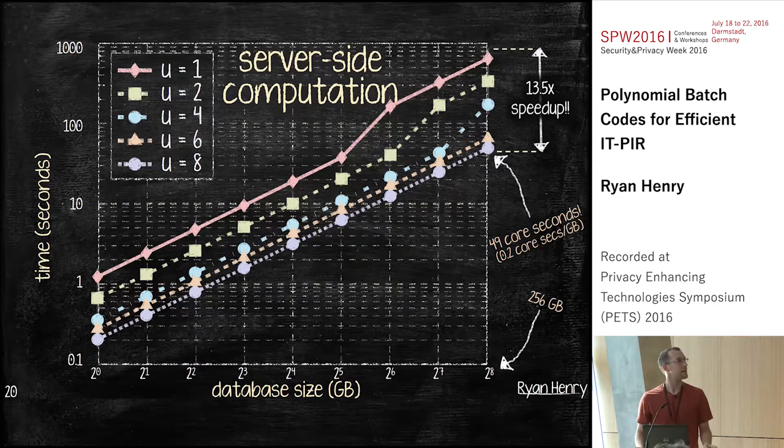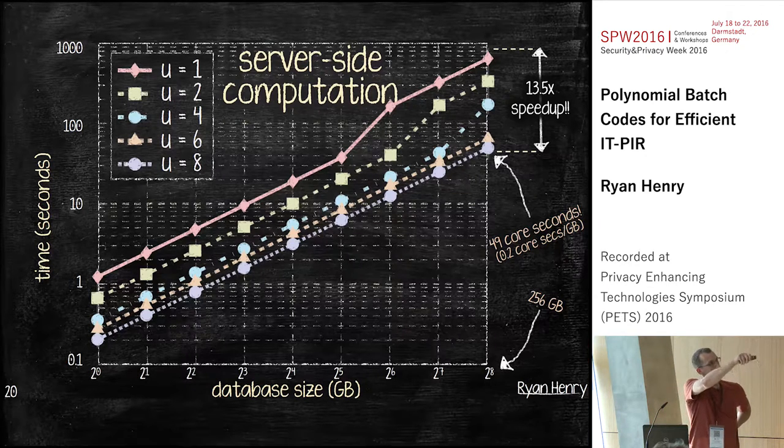So I implemented this in Percy++, the open source implementation of the basic PIR protocol I was talking about. And this is an arbitrary graph because there were so many moving pieces, I didn't know what to actually measure. But I thought this was nice and illustrative. So here we have the database size going up to about 256 gigabytes, and the server-side compute time. This is single core, so everything here is embarrassingly parallelizable, but the experiments only used one core.